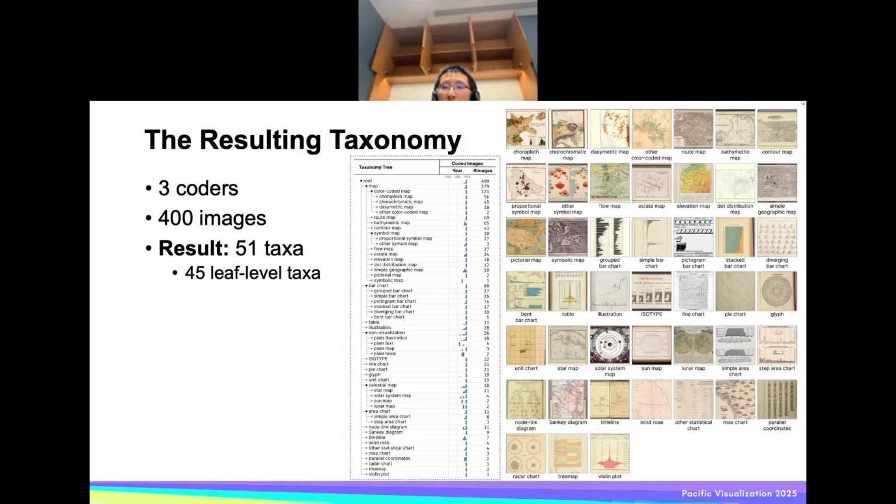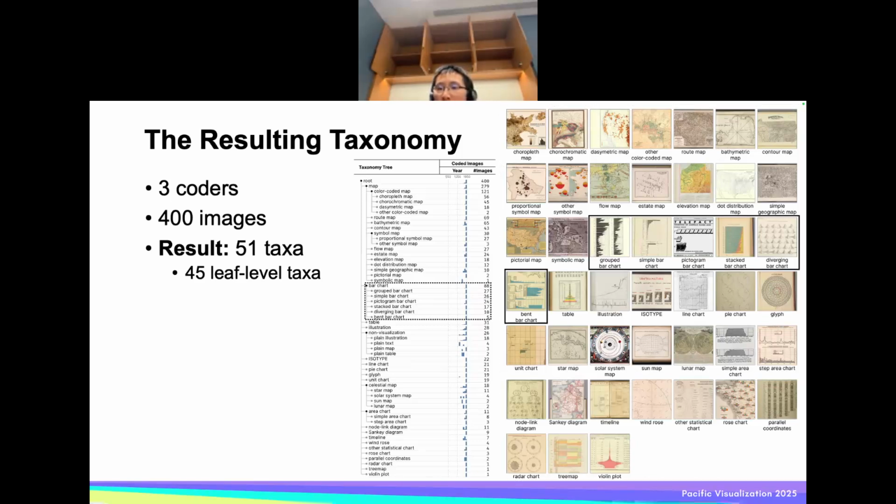The middle shows the taxonomy, and the right shows the example image from the leaf-level taxa. We can see that these taxa include some familiar designs, such as various types of bar charts, and also include some less commonly used designs, such as windrows that visualize the distribution of wind directions with small multiples.